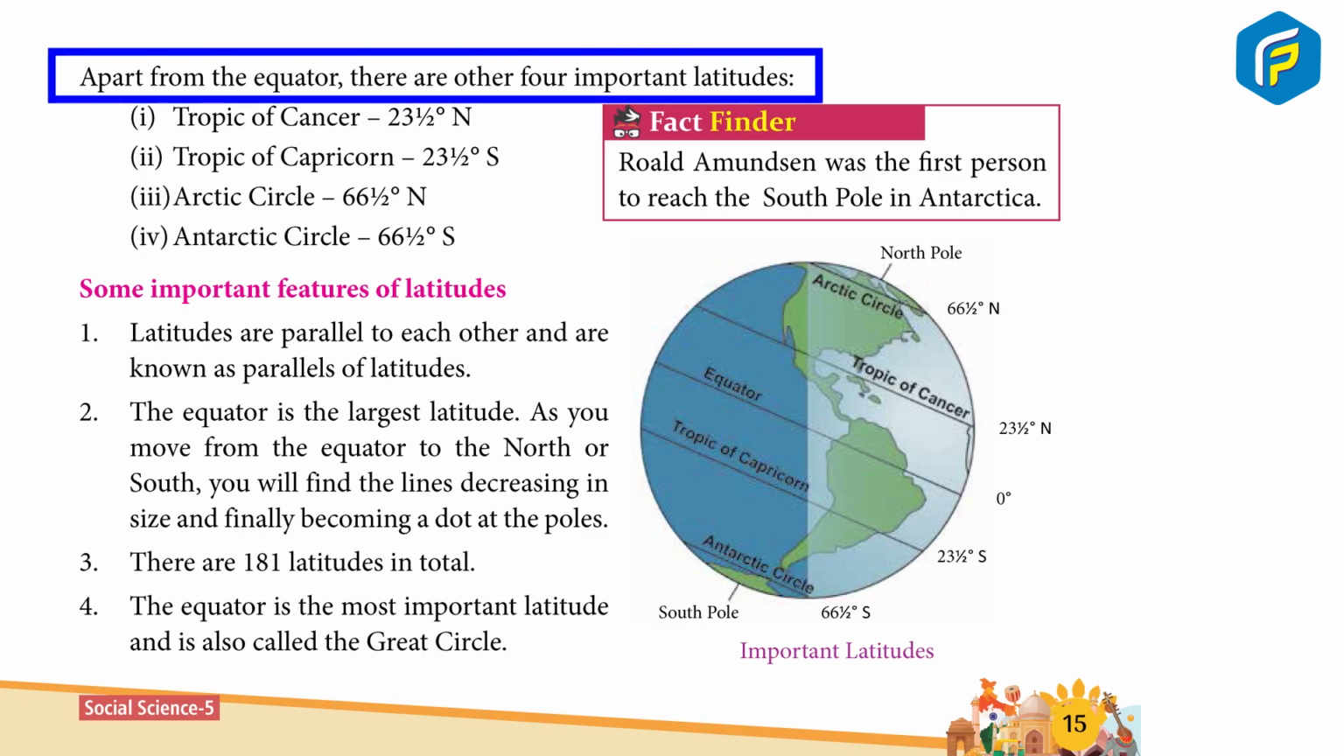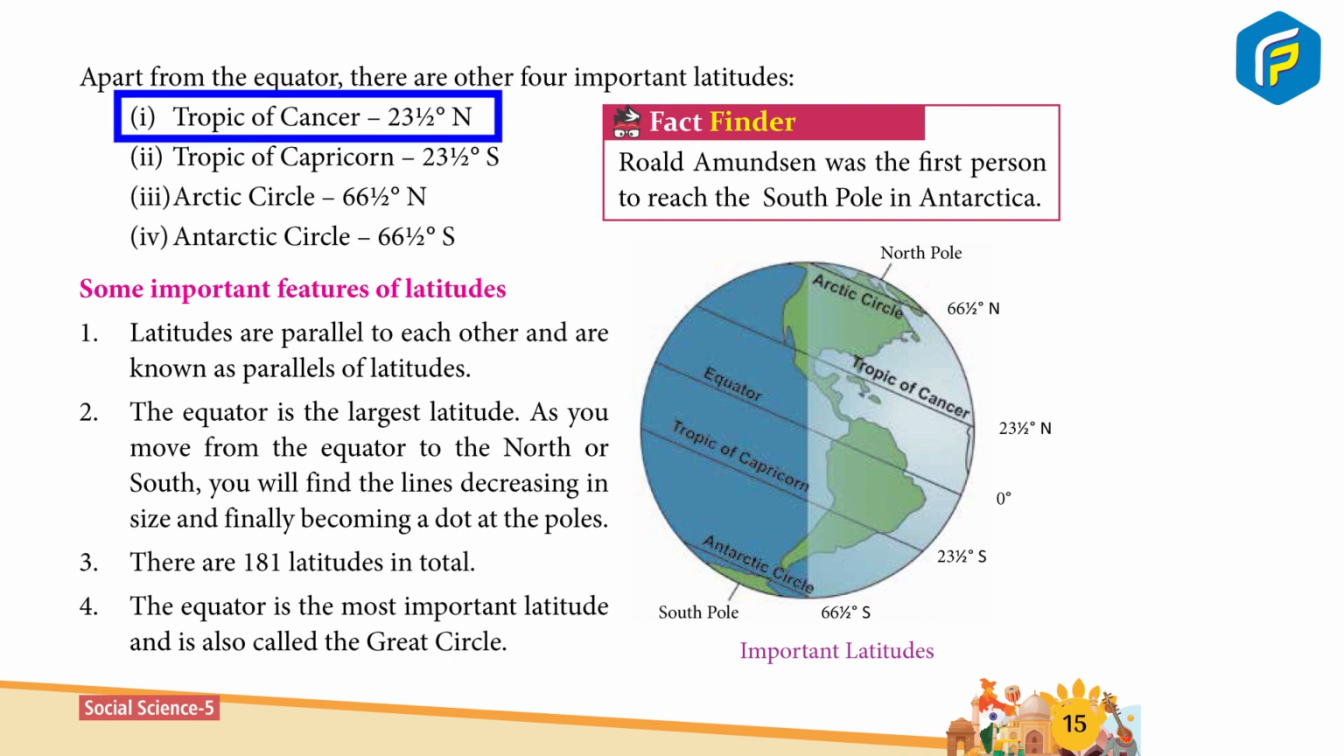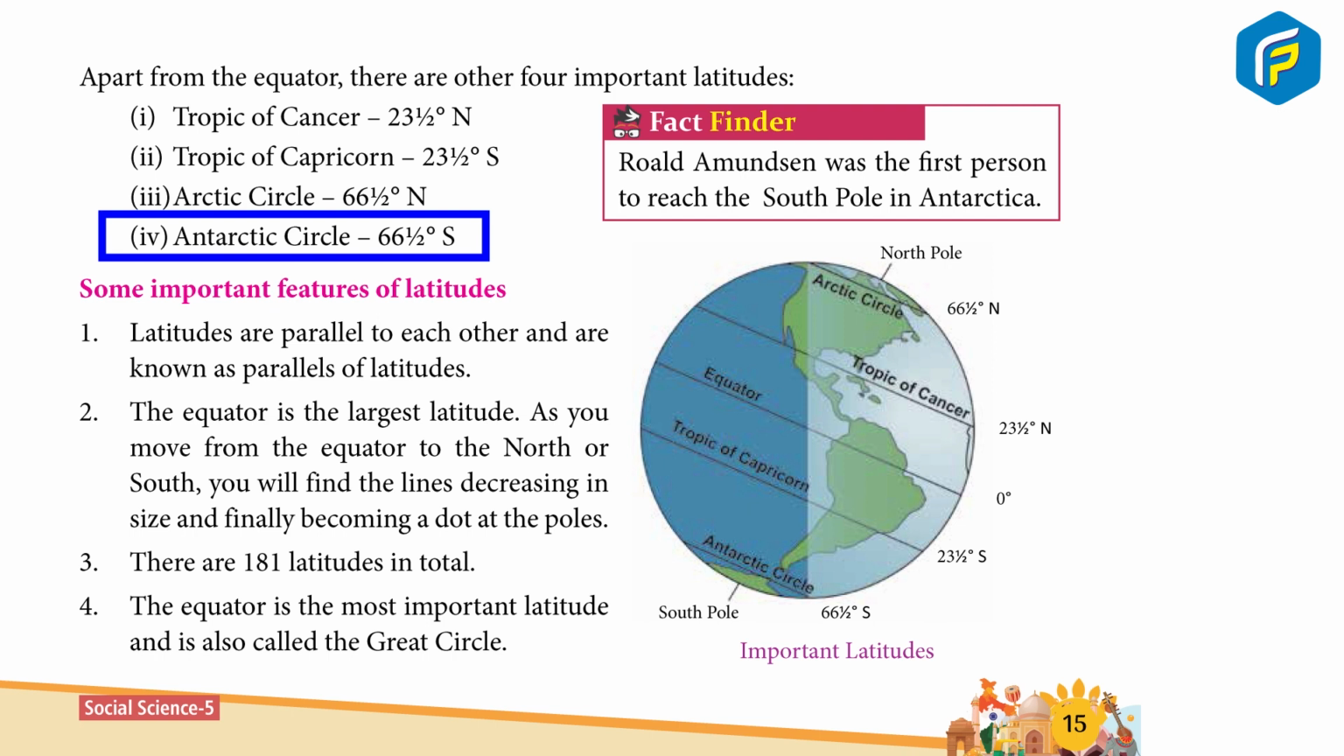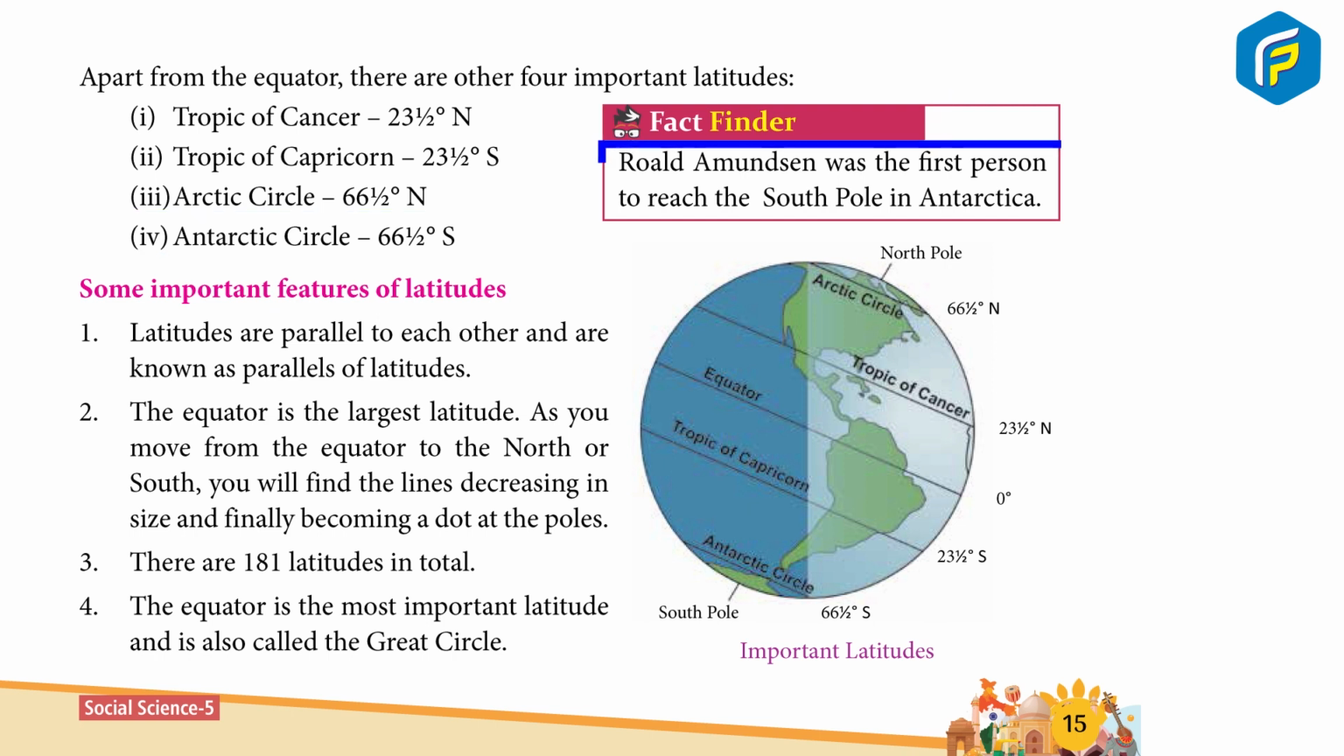Apart from the equator, there are four other important latitudes. 1. Tropic of Cancer, 23.5 degree north. 2. Tropic of Capricorn, 23.5 degree south. 3. Arctic Circle, 66.5 degree north. 4. Antarctic Circle, 66.5 degree south. Fact finder: Roald Amundsen was the first person to reach the South Pole in Antarctica.